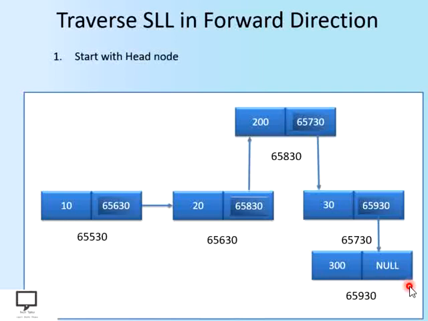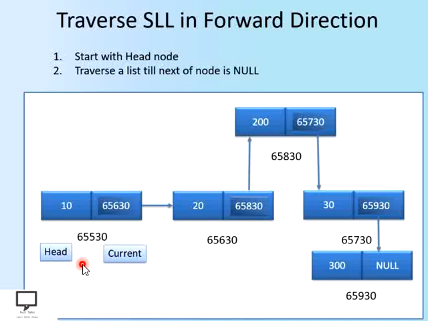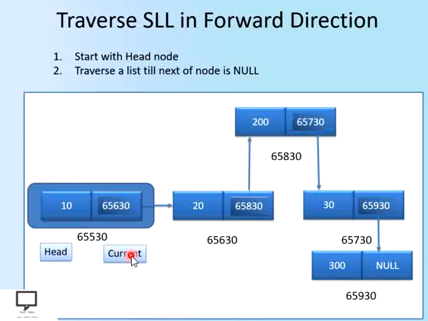So here what we have to do is start with the head node and then traverse the list till the next of a node is null. This is the head node, which means this is the first node of the linked list. So let's start with the first node. Make this head node the current node, focus on that current node, and display the content of the information part of this particular node.